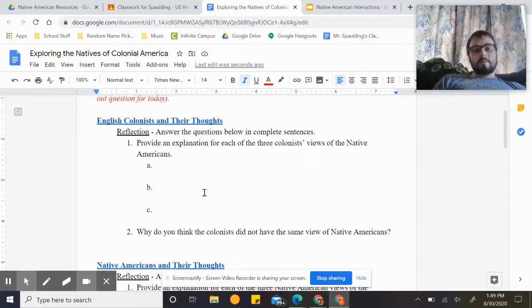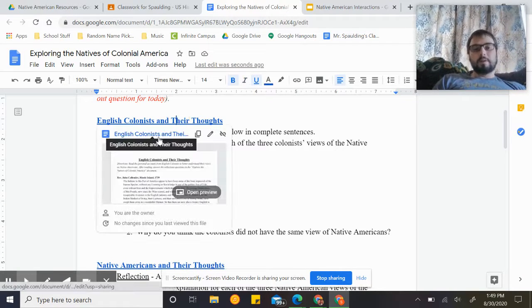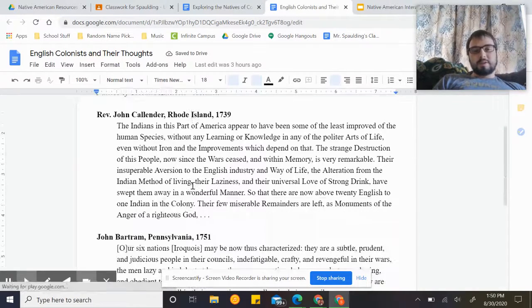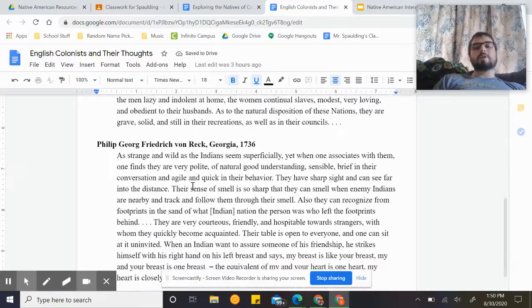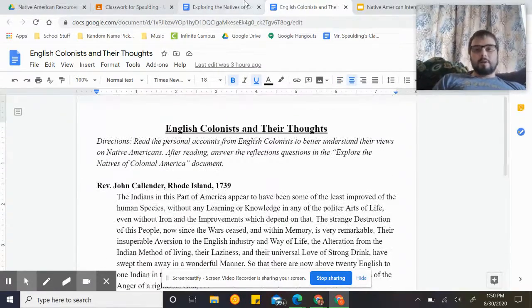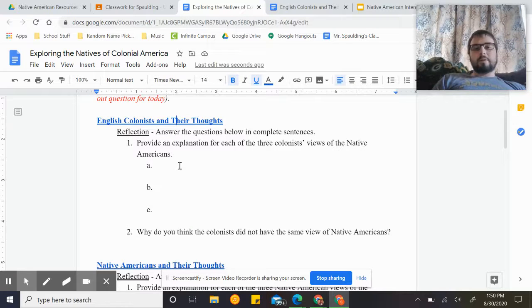So section 1. You guys can see here it's blue because there is a hyperlink. Go ahead and click on that. I promise it's not very long. It's 3 different English colonists and their views on the Native Americans. After you've read that, go ahead and answer these questions.